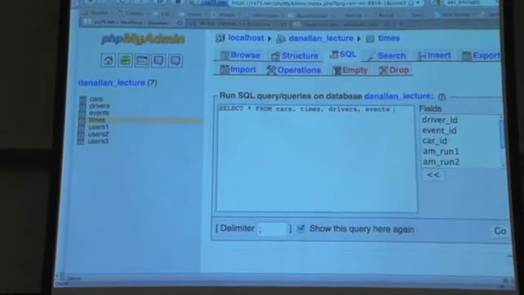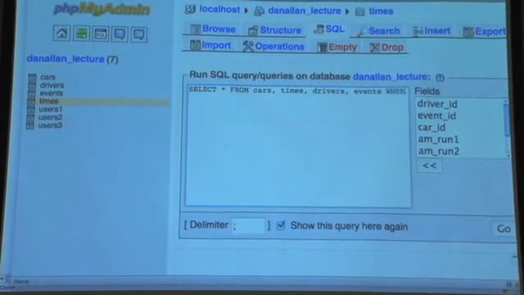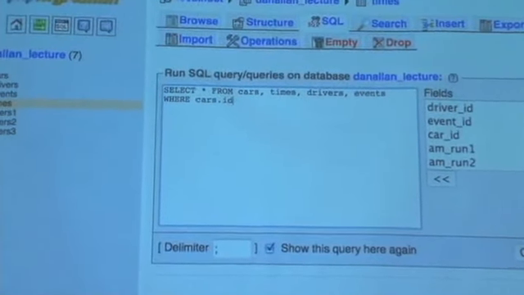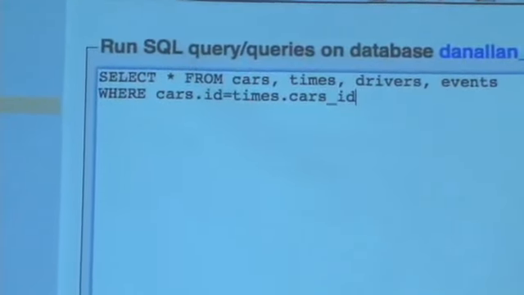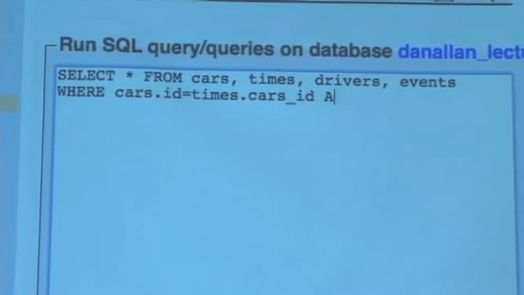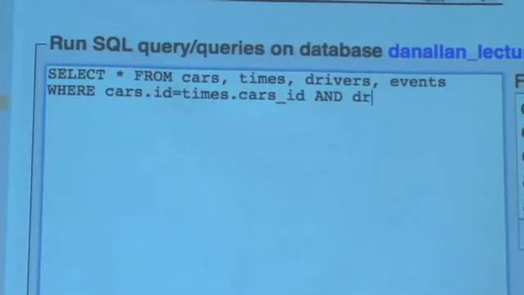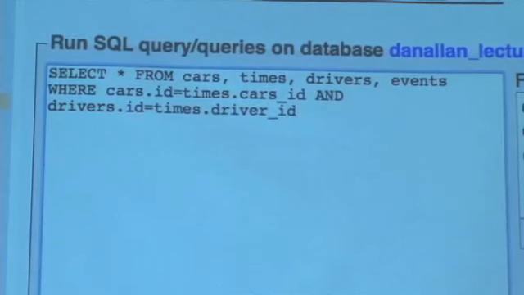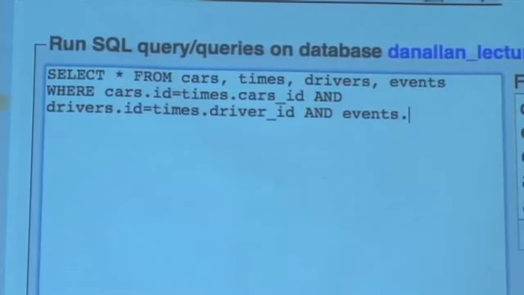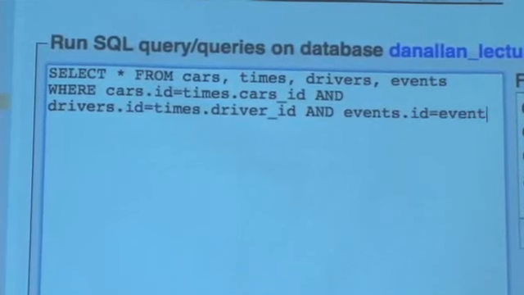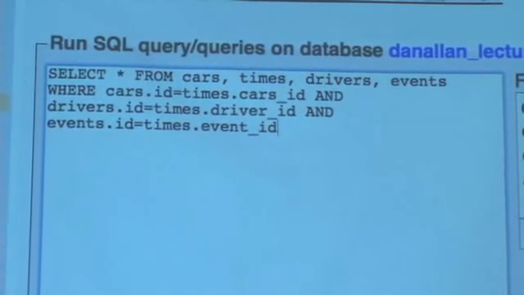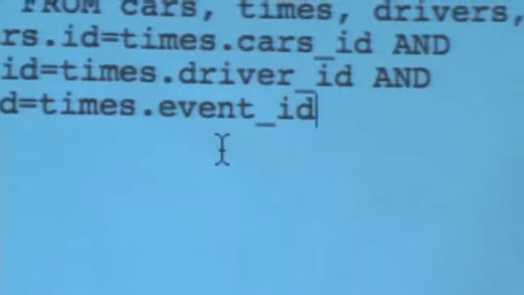This time I want to get the data from all of these tables, and I have to set conditions for all of them to be able to actually join them. So cars.id has to match the car ID in the times table, drivers.id has to equal the driver ID in the times table, and events.id has to match the event ID in the times table, times.event ID. I know it looks long and cumbersome, but it should hopefully make perfect sense.